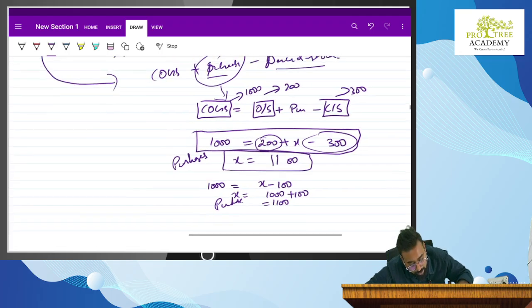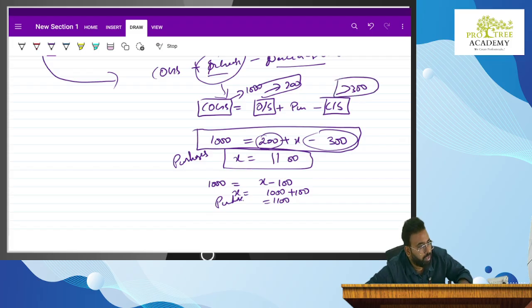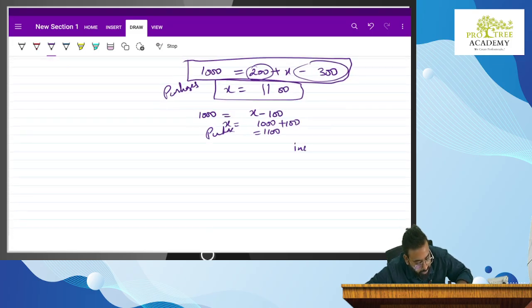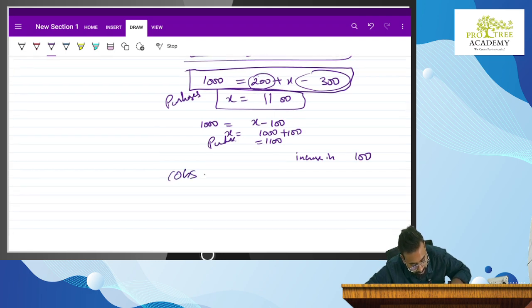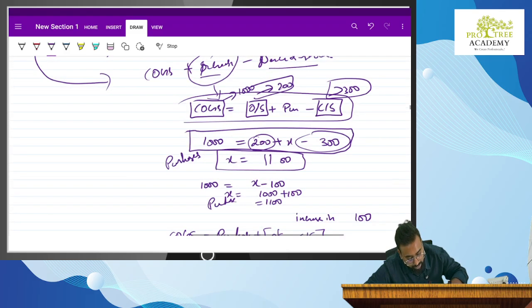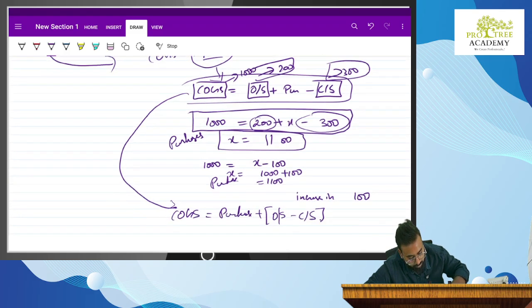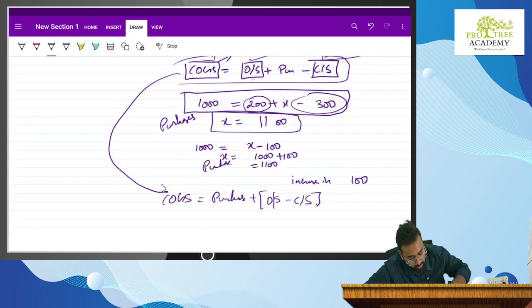Suppose they have not given information of opening stock and closing stock like this, rather the information is given like this: increase in the stock is 100. Increase in the stock means, if you look at this formula correctly, if you write it like this: COGS plus purchases, in the bracket, opening stock minus closing stock. Can we write this formula like this? Opening stock comes here, closing stock minus comes here, correct? Only thing is we are putting it here from there, correct or no?